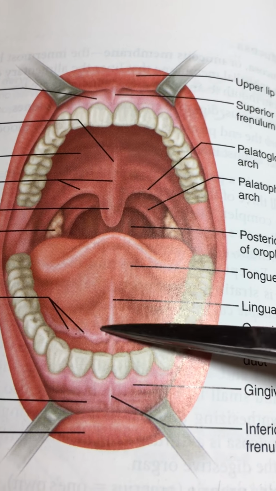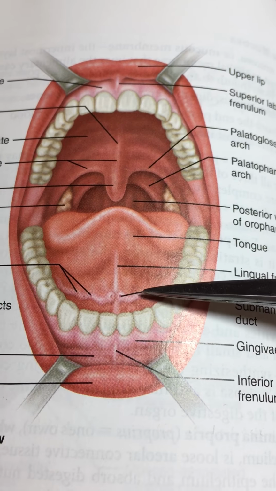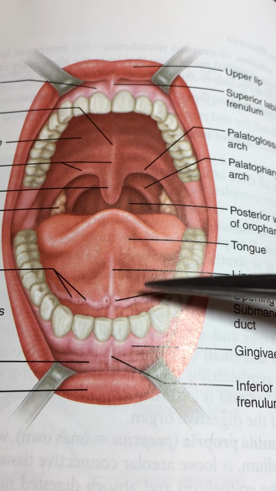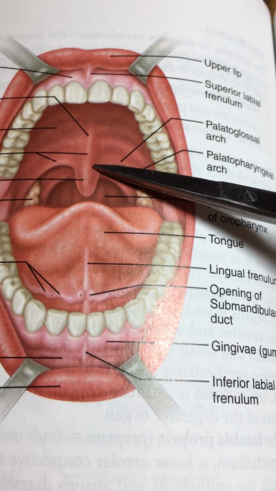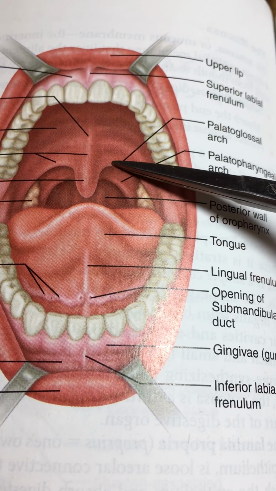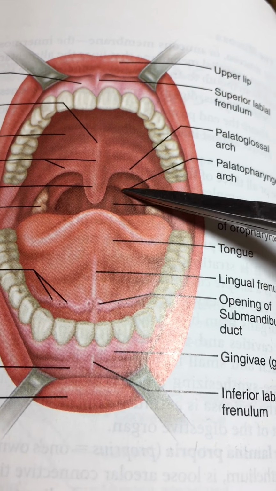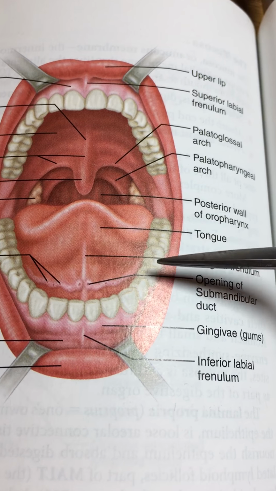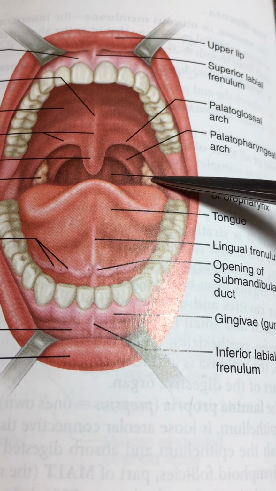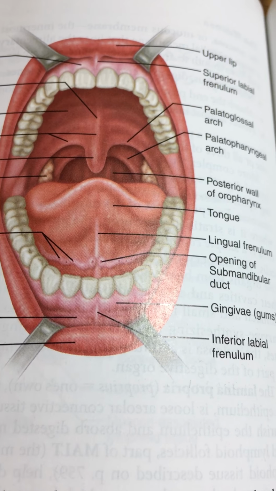You can see that underneath the tongue we have little openings for saliva. Up here on the hard palate, and then out further on the soft palate, we have these arches. We have a palatoglossal arch and a palatopharyngeal arch right there, and these are all labeled for you on your diagram. We have the tonsils right in through here. These are the palatine tonsils.